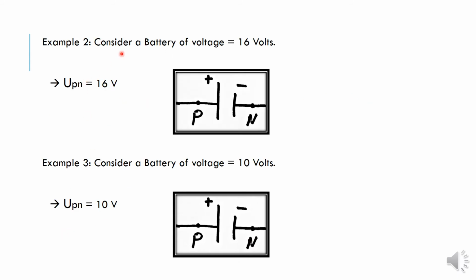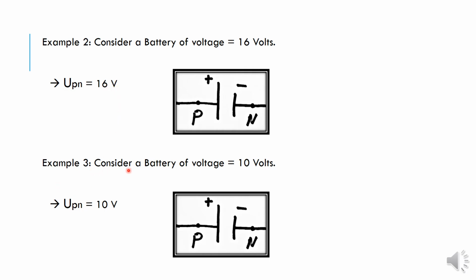Another example, consider a battery of voltage equals to 16 volts. I read from the positive to the negative, so UPN equals to 16 volts. Why did I choose PN? Since P is on the positive terminal or on the positive side, while the N is on the negative side, so it's UPN equals to 16 volts. U is the symbol of the voltage. V is the SI unit of voltage.